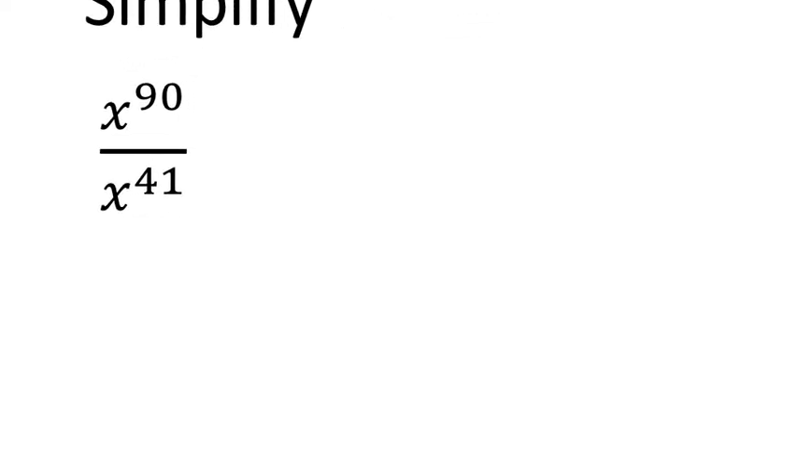Alright, for this problem, we got x to the power of 90 over x to the power of 41. We definitely do not want to expand this. So we're going to use the rule. We got the base x, which is good. But since we see that this is being divided between the two bases, x and x, that means we're going to be subtracting the two exponents, starting with the exponent in the numerator, the 90. And then we'll be subtracting the exponent from the denominator, 41.